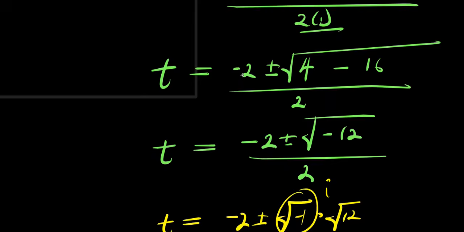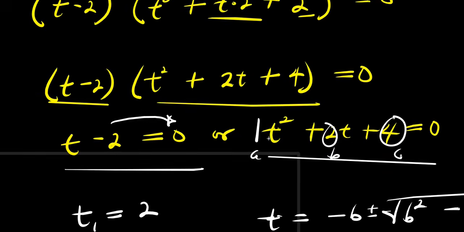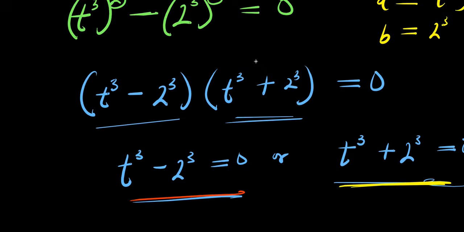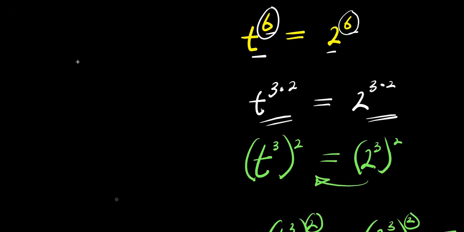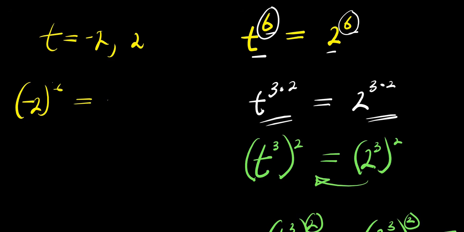So what we can do at this point will be to test. We can test using the 2 real solutions. Now, if you test, remember t equals negative 2 and 2. So this is like negative 2 to the power of 6, and this equals 2 power 6. Obviously, a negative number to the power of an even number will give you positive. So this is like having 64.